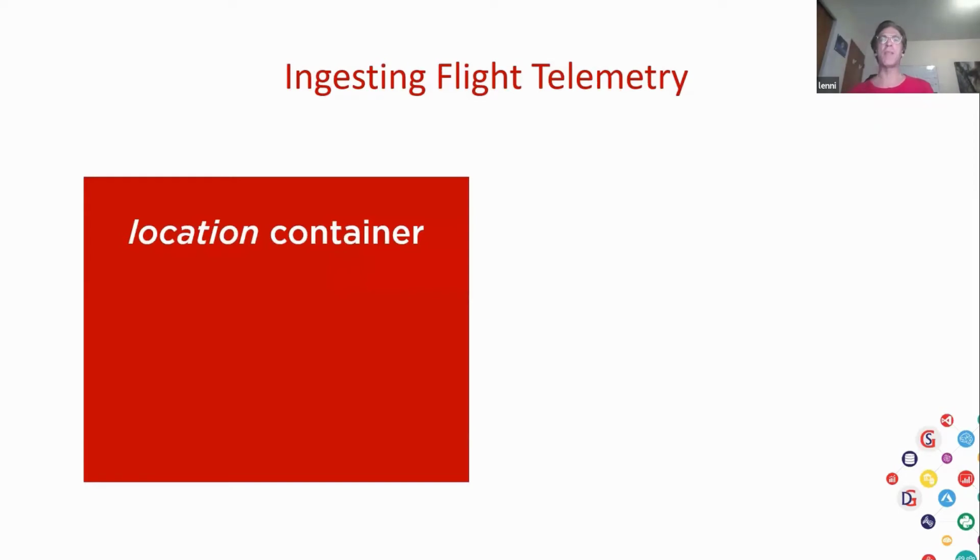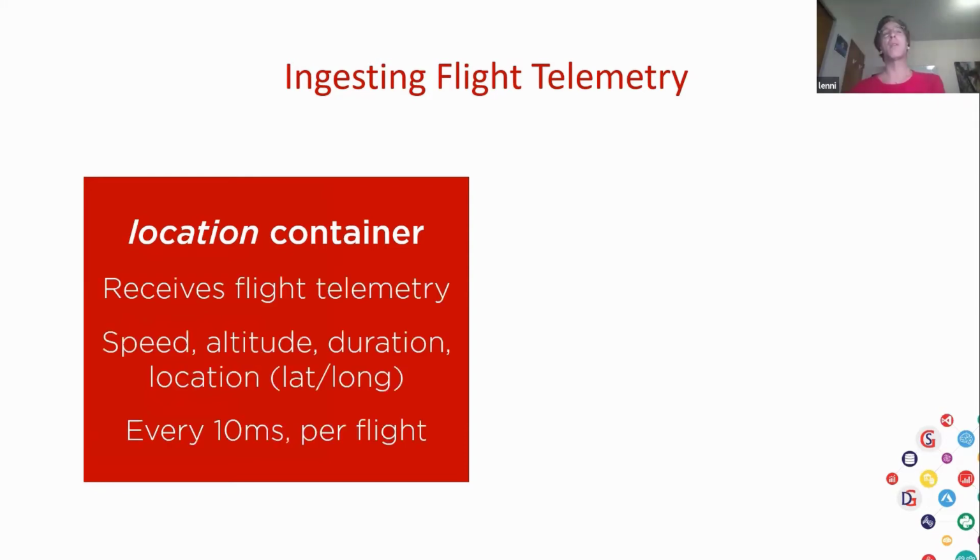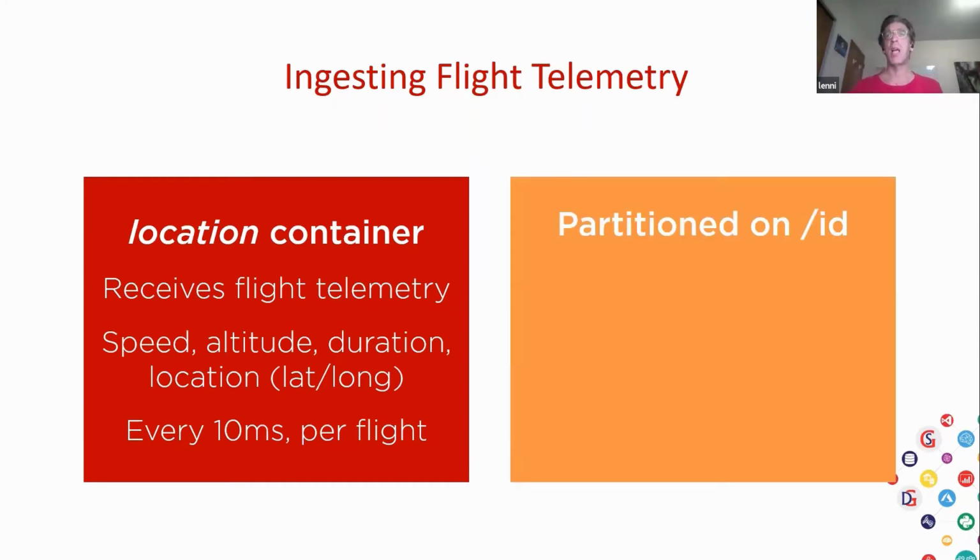So remember we talked about the various different partitioning patterns, and I mentioned that the ID property itself is suitable for IoT telemetry. So that's what our location container is going to use. Our location container is going to ingest the flight telemetry. This will be all the information about the current point in time of every flight's speed, altitude, duration, location, etc. And we're ingesting at a very rapid rate, every 10 milliseconds per flight. So we are going to partition this container on the ID property.